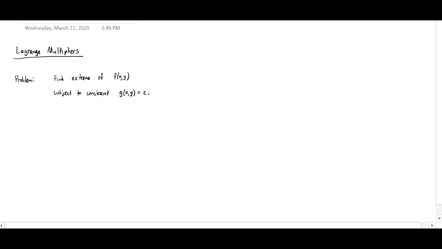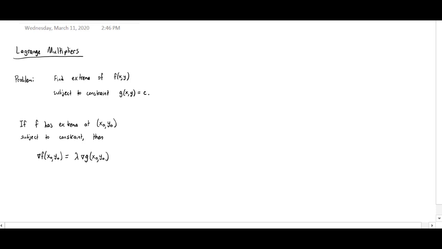And so the procedure for solving this problem is based off a theorem which says that if f has an extrema at some point x naught, y naught, subject to this constraint, then the gradient of f evaluated at this point should be some multiple of the gradient of g evaluated at this point as well.